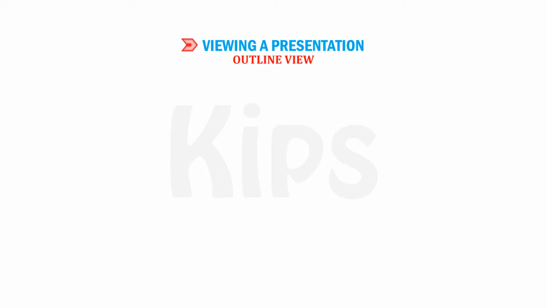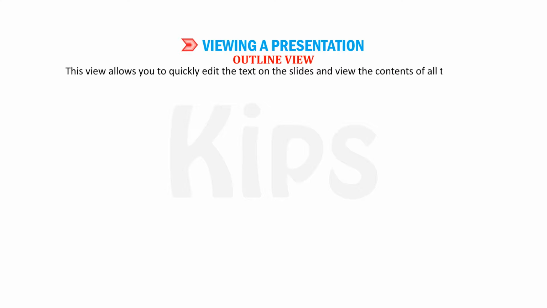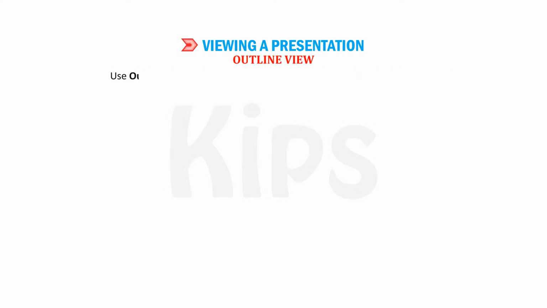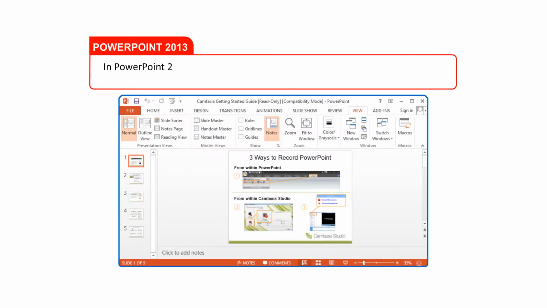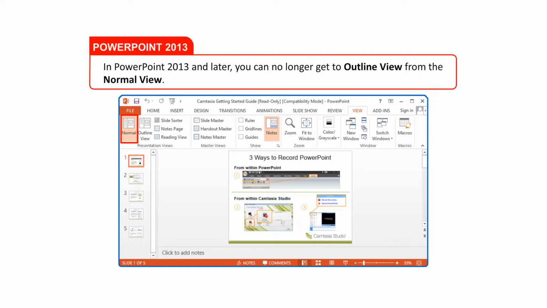Let us talk about Outline View. The Outline View displays only the text on your slides in the outline pane. This view allows you to quickly edit the text on the slides and view the contents of all the slides at once. Use Outline View to create an outline or storyboard for your presentation. You can get to Outline View from the View tab on the ribbon. It displays the slide text in the outline pane. Note the fact, in PowerPoint 2013 and later, you can no longer get to Outline View from the normal view. You will need to get it from the View tab.